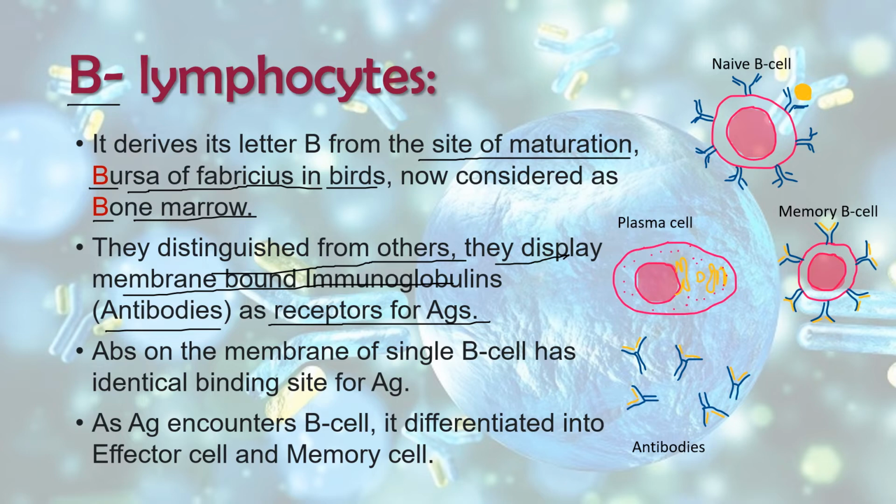So you can see this is the B lymphocyte, but this is a naive B lymphocyte. Okay, and what does it possess? It possesses these surface markers, and these surface markers are known as immunoglobulins. These are membrane-bound immunoglobulins, or we can say the receptors for the antigens.